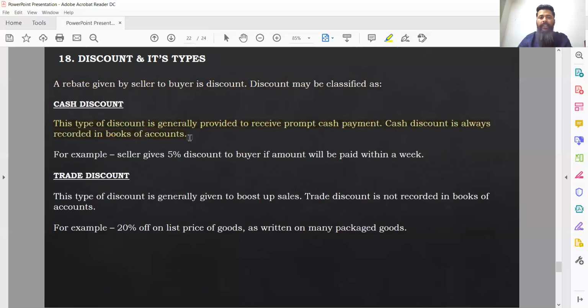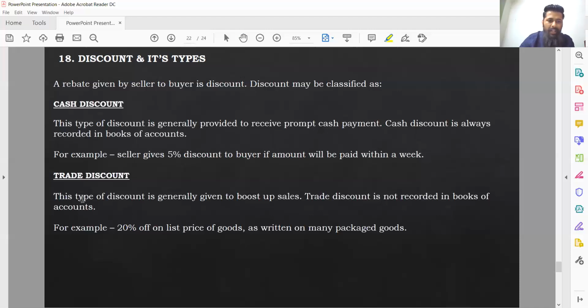Cash discount is always recorded in the book of accounts. For example, a seller gives a 5% discount if the amount is paid within a week. Say a seller has sold some goods on credit, and the buyer says, I will pay you the money after 20 days. The seller felt that 20 days is too long a period, so the seller said, I will give you a 5% extra discount if you pay me within 7 days. So the basic intention behind giving a cash discount is to get prompt cash out of the sales.